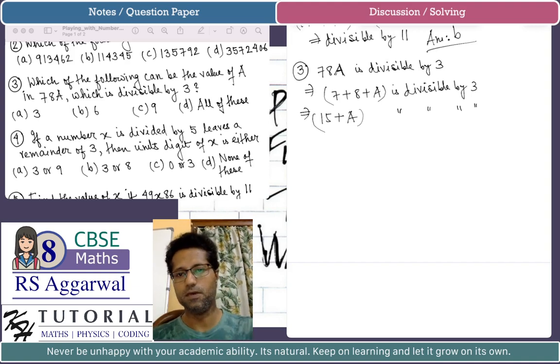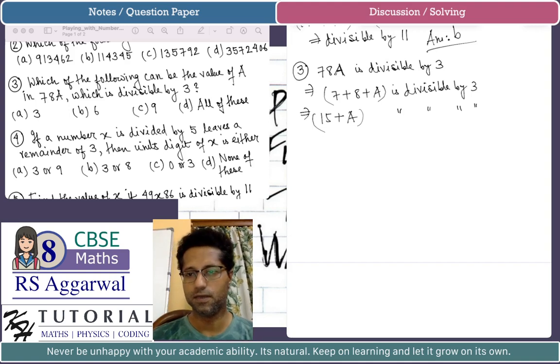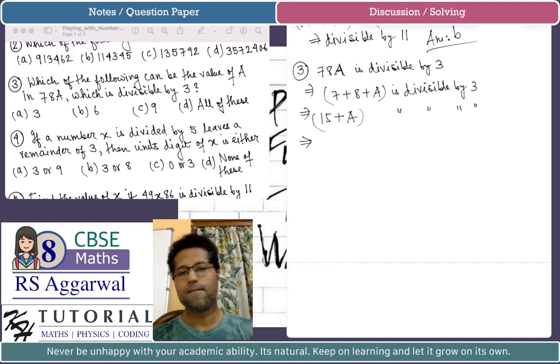What can the value of A be so that the number 78A is divisible by 3? For the number to be divisible by 3, the sum of its digits must be divisible by 3, and the sum of the digits is 15 plus A. Now 15 plus A must be divisible by 3. So this implies that A can be 0, because 15 plus 0 is 15, which is divisible by 3.